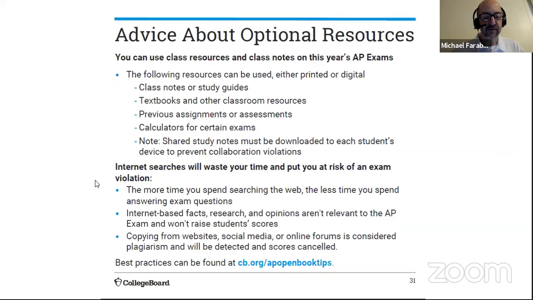In terms of how do I take an open book, open note exam, you can go to cb.org/APopenbooktips and get information about how to prepare. So I would strongly encourage you to have your study guides and resources available to you if you need to refer to that. So it's a good practice as you're watching these AP Chemistry virtual lessons to make a summary of the different units and the different important concepts and things like that.